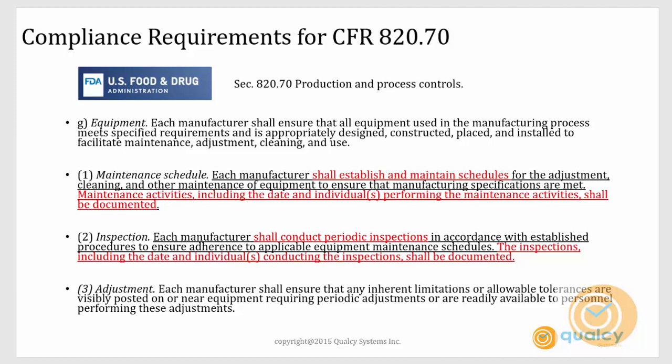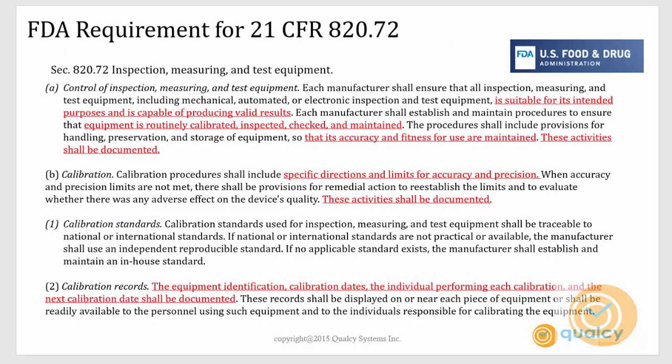And when you do the maintenance activity, you have to keep the records that includes the date and individual performing the maintenance activities, and same with the inspections and adjustments. For the inspection, measuring, and test equipments, you have to make sure that it's suitable for intended purpose. Means you have selected a piece of equipment that should produce valid results, and you have to routinely maintain and calibrate, and the accuracy and fitness are to be maintained.